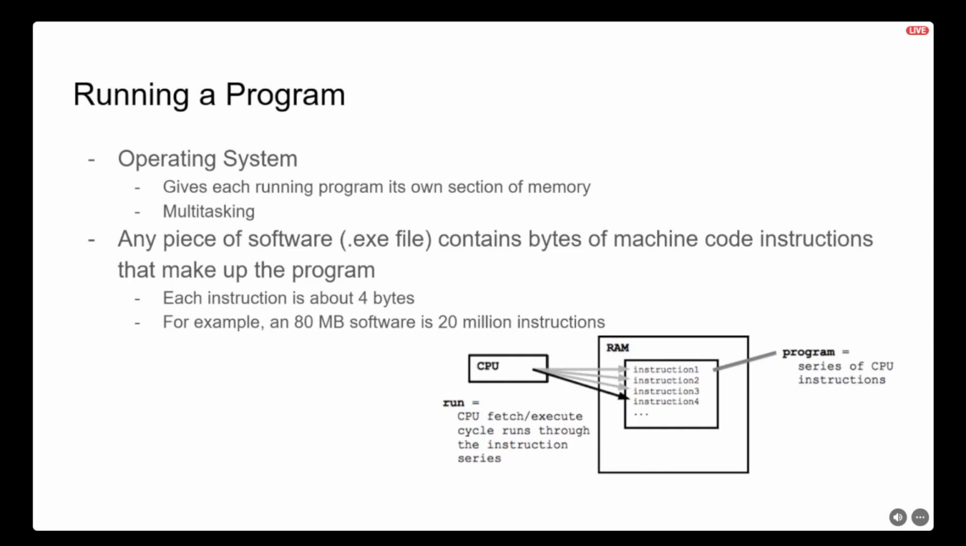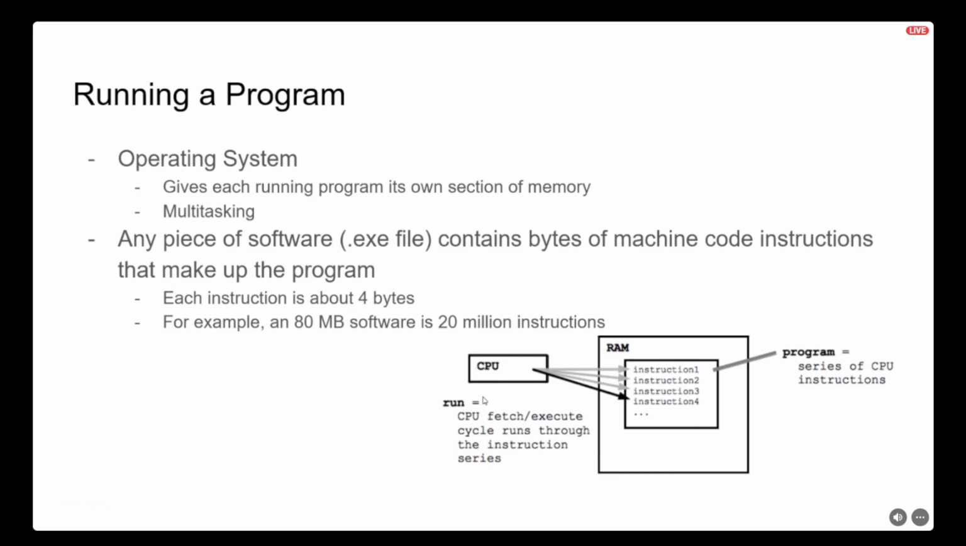So any piece of software, your executable file, the .exe, that can be anything like your web browser, your Visual Studio Code program. That contains bytes of machine code instructions that make up the program. Each instruction is about 4 bytes, and just as an example, an 80 megabyte software is 20 million instructions. So that's a lot of instructions.